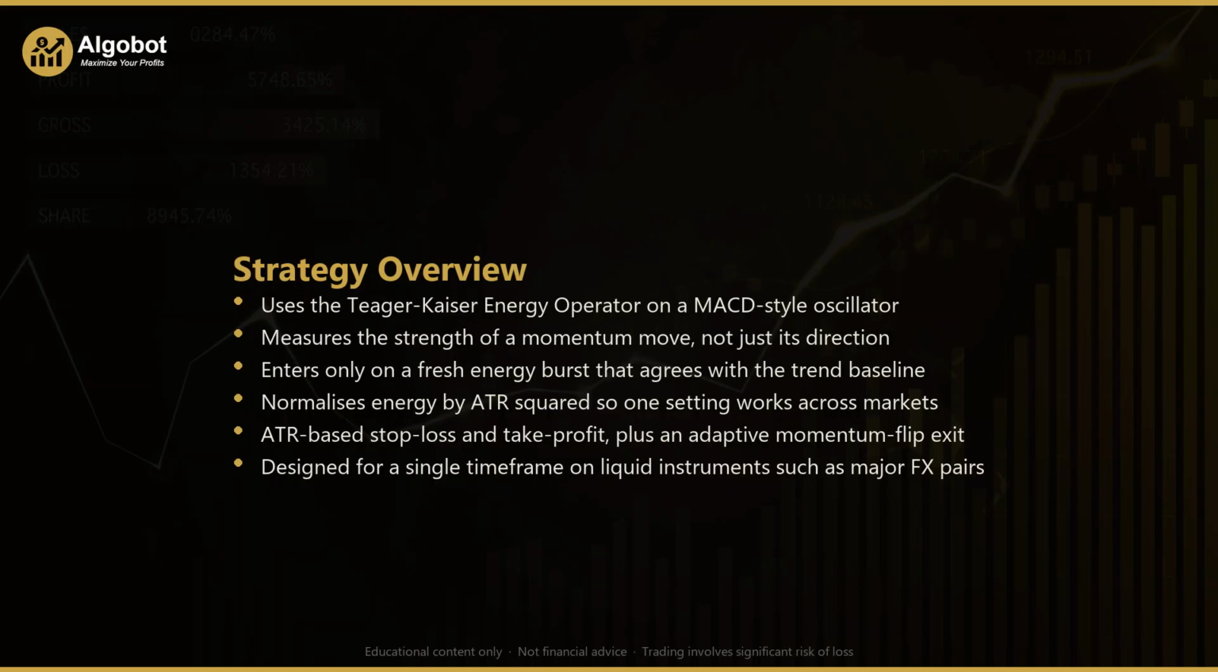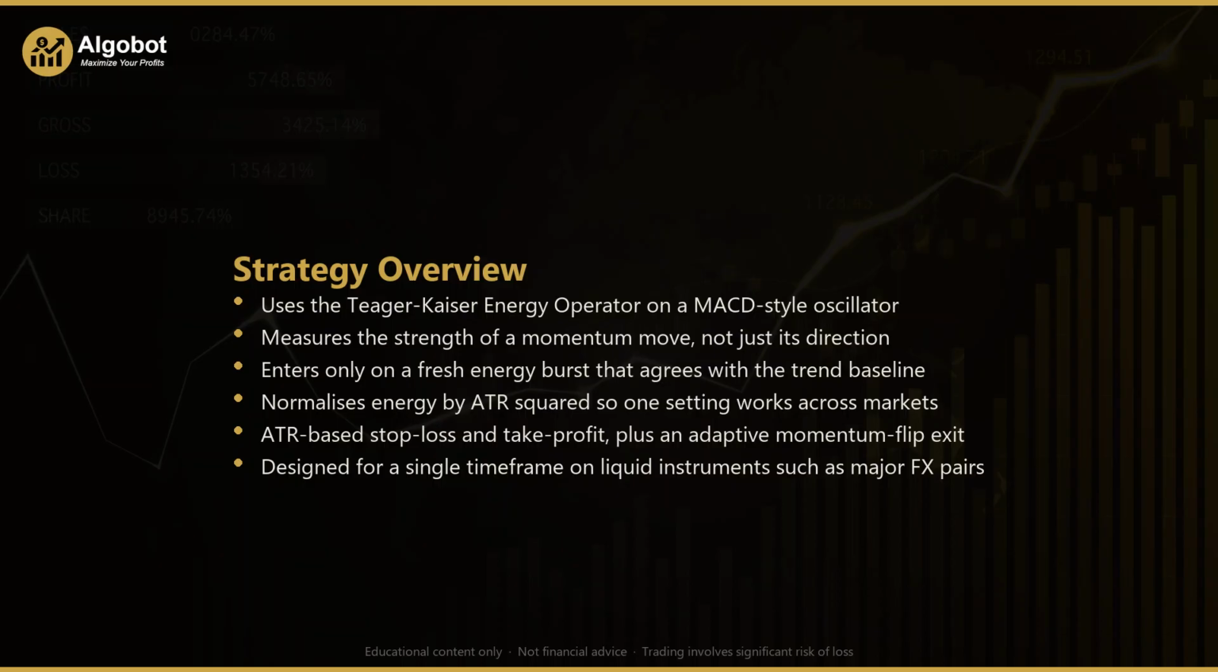Teager Energy Momentum Burst is a momentum ignition system. At its core sits an oscillator built the same way a MACD line is built, a fast exponential moving average of the close, minus a slow exponential moving average. When that oscillator is positive, the fast line is above the slow line, describing upward drift. When it's negative, the drift is downward.